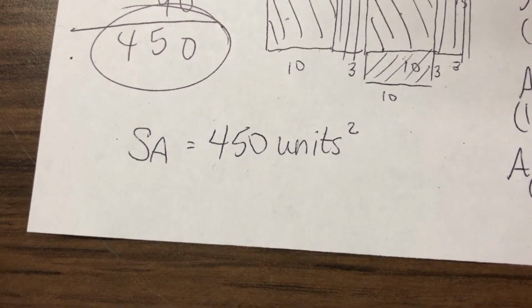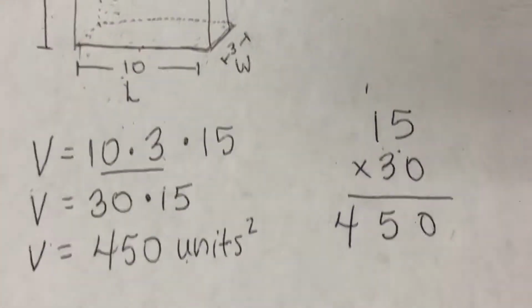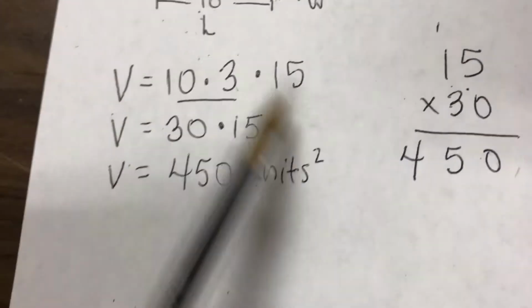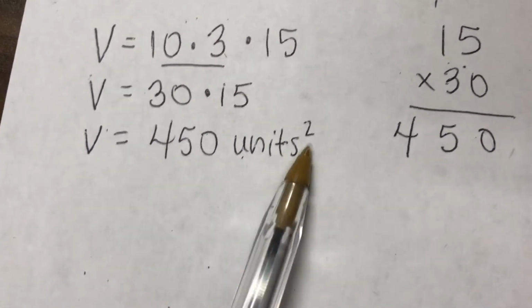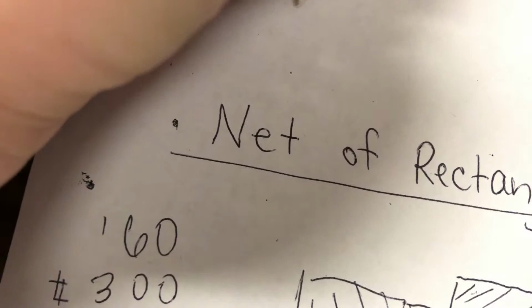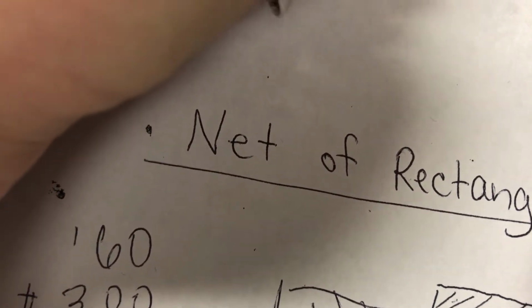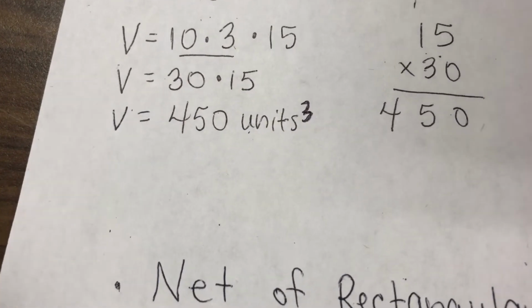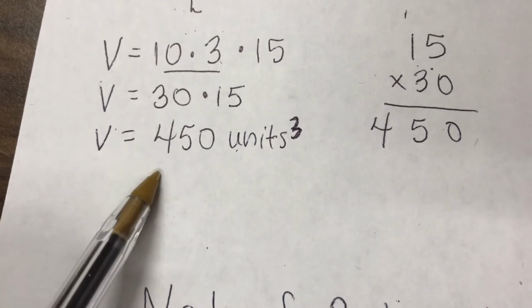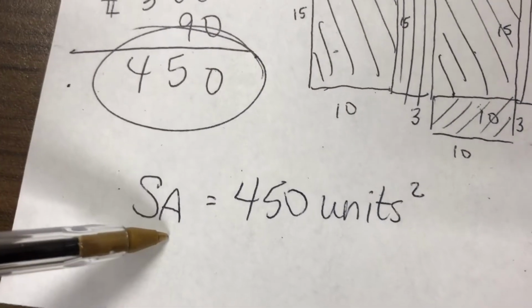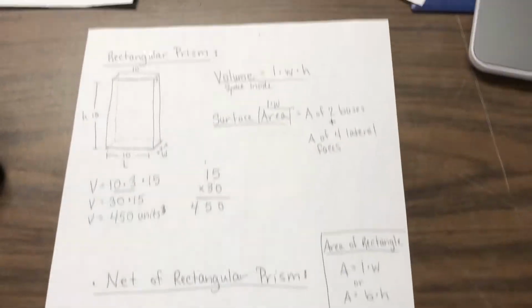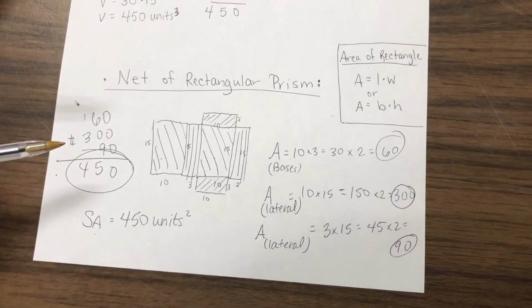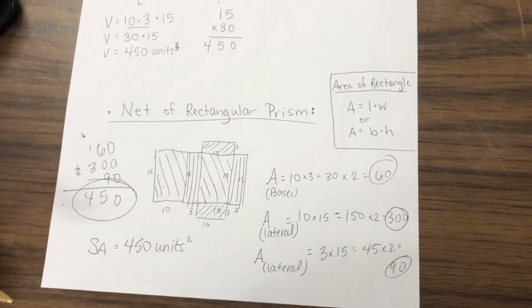And before I finish this video, let me go right back to the volume. When we calculate volume, you may have noticed I made a big boo-boo right here. We don't find square units, we find cube units. So this should have been 450 units cubed is our volume. 450 units squared is our surface area. I hope this helps you some in understanding how to calculate the volume and the surface area of a rectangular prism. Good luck to you.